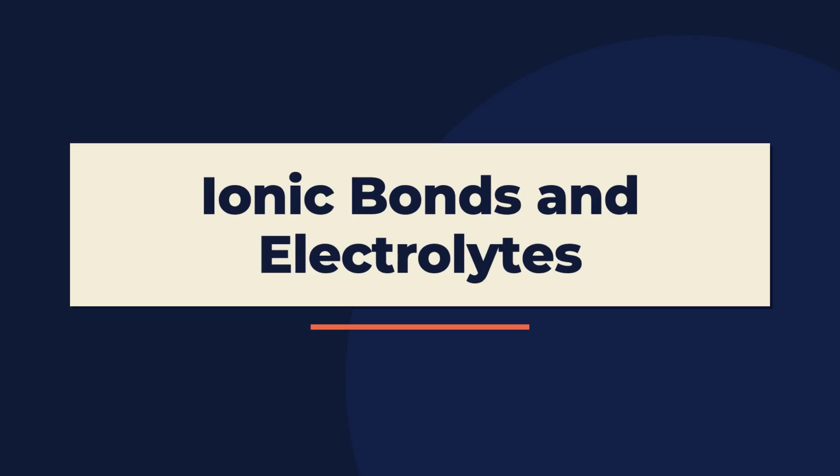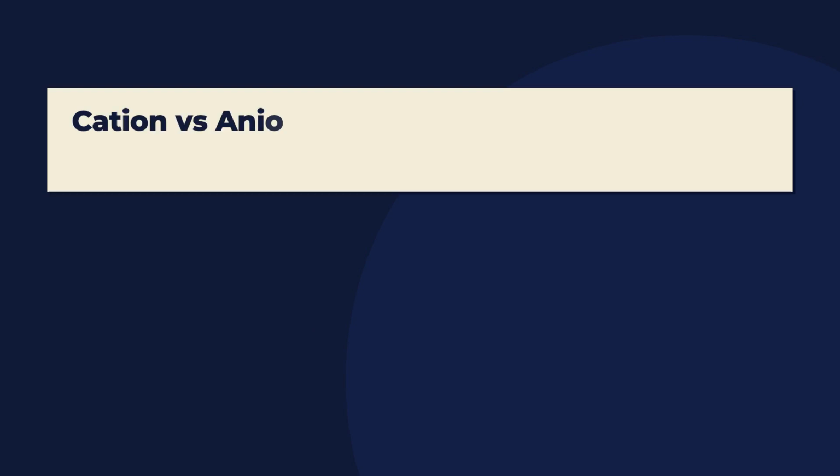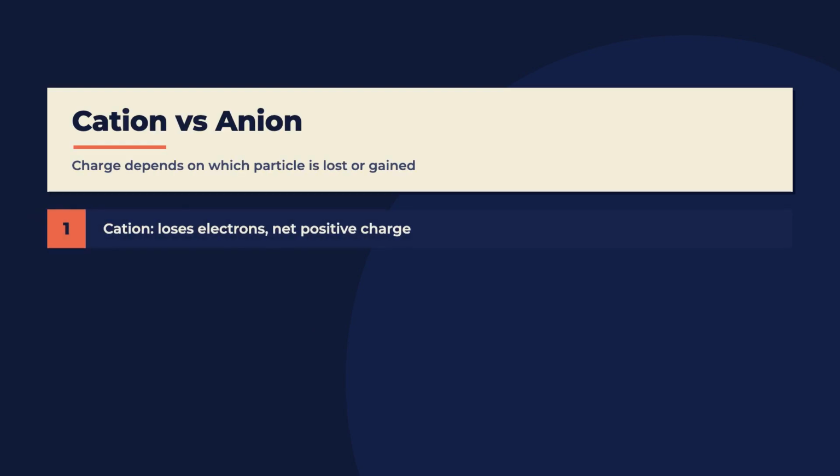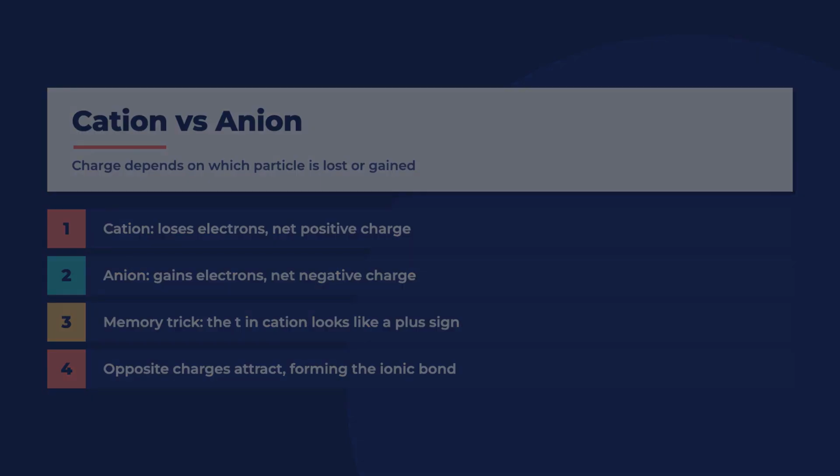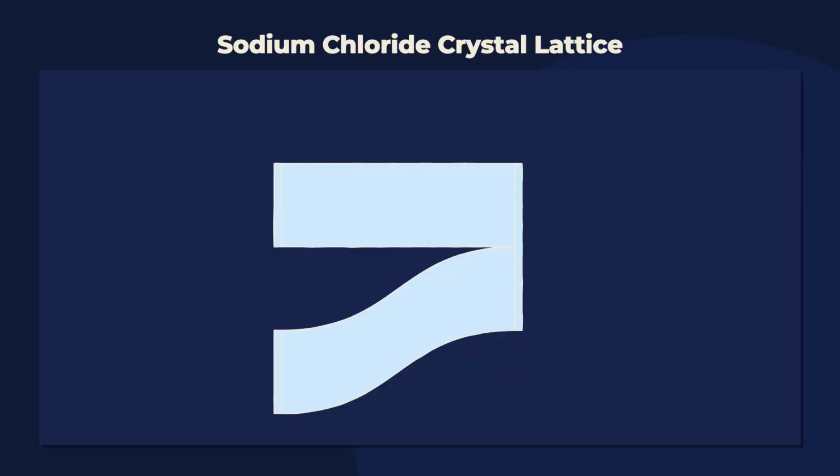What happens between them is not sharing at all, but a complete handoff of an electron from one atom to the other. An atom that loses electrons becomes a positively charged cation, while one that gains electrons becomes a negatively charged anion. A handy trick is that the T in cation looks like a plus sign. Once these charges form, electrostatic attraction between them is what we call the ionic bond. Sodium chloride does not form individual molecules.